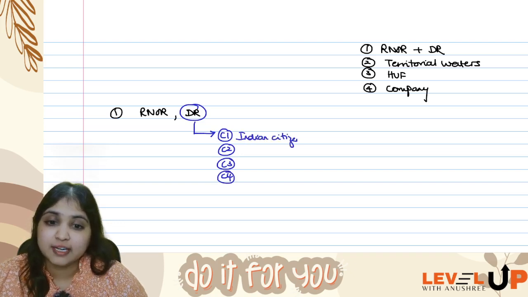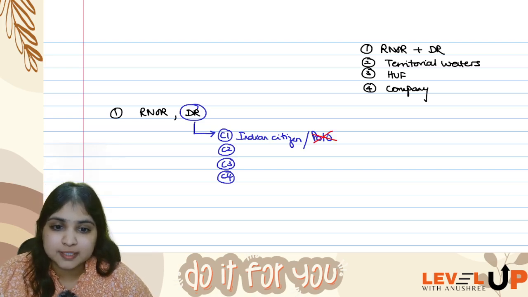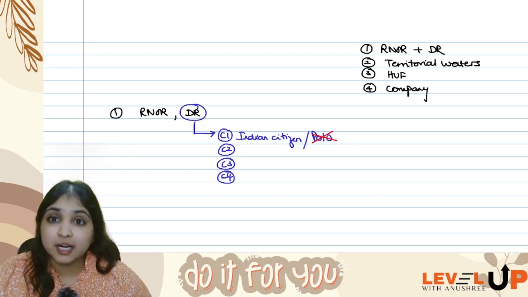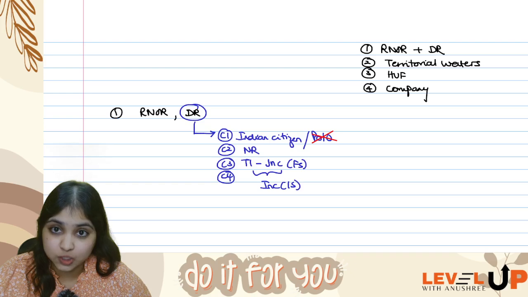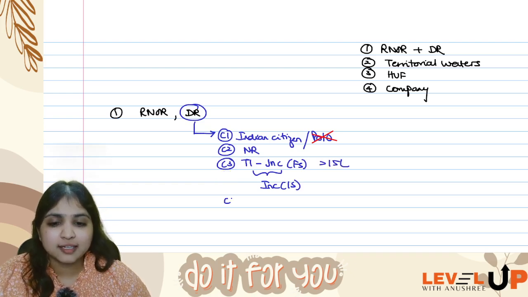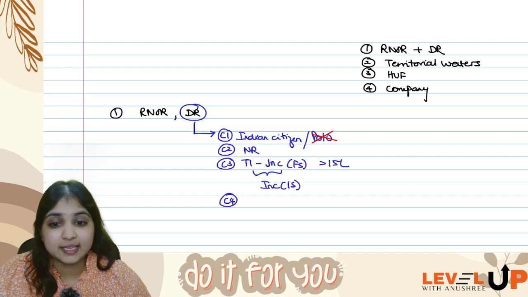See, generally Indian citizen and person of Indian origin, in many places they go hand in hand. But here we are not talking about person of Indian origin, we are only talking about Indian citizen. Condition number 2, you must be a non-resident. Condition number 3, total income minus income from foreign sources, that is, income from Indian sources, should be more than 15 lakhs.